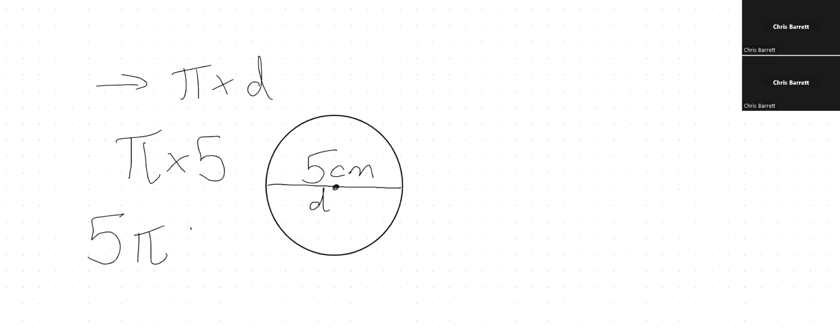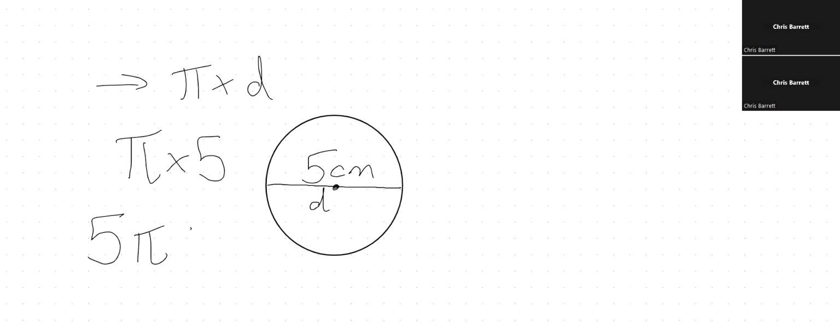When it says in terms of pi, what we're basically saying is you've got a pi sign within your answer. It's effectively like an equivalent fraction in that sense, because your calculator will come up with 5 pi, but it will also come up with the decimal equivalent to that as well.